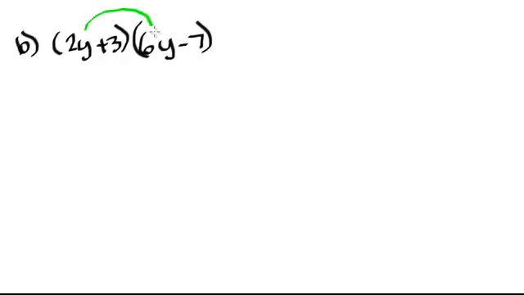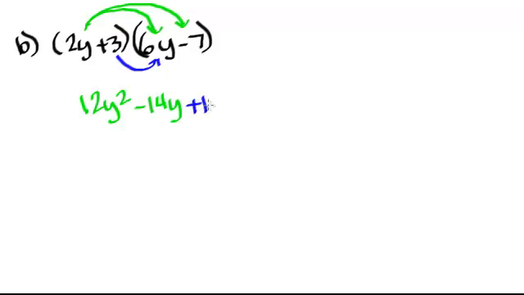So 2y times 6y, which will give me 12y squared. And here's my outer terms, 2y times negative 7, which is negative 14y. Then my inner terms, 3 times 6y, that gives me 18y. And my last terms, which is 3 times negative 7, and this is negative 21.